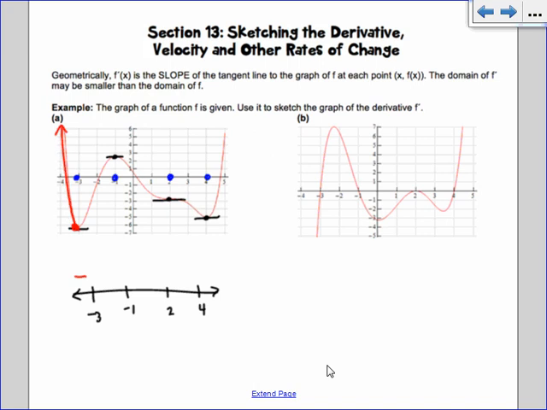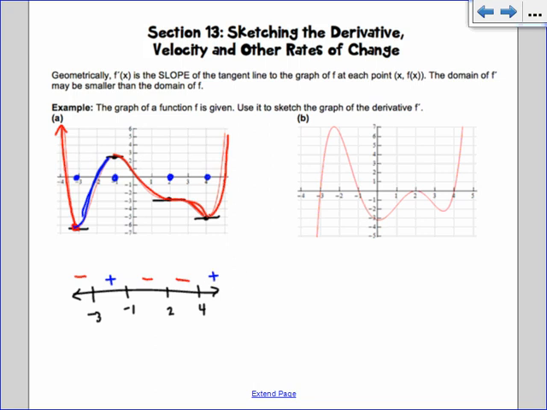Okay, so then between -3 and -1, is the slope positive or negative? It's positive, right? So from here to here, we had a positive slope. And then from -1 to 2, it's negative again. And then it's negative once again, from 2 to 4. And then it was positive from 4 to infinity. Does that make sense?